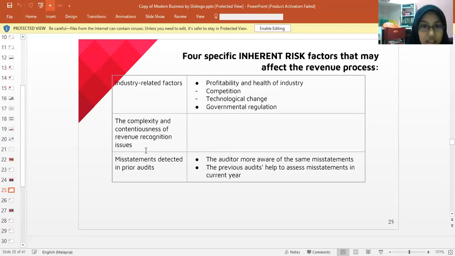Finally, misstatements detected in prior audits. The presence of misstatements in a previous audit is a good indicator of the possibility of misstatements likely to be present during the current one. The auditor is more aware of the same misstatements due to the prior audit procedures that have been done. It will help auditors assess misstatements in the current year.